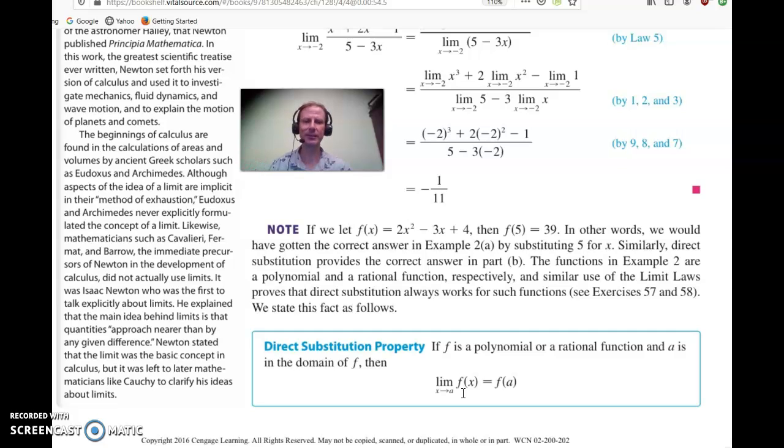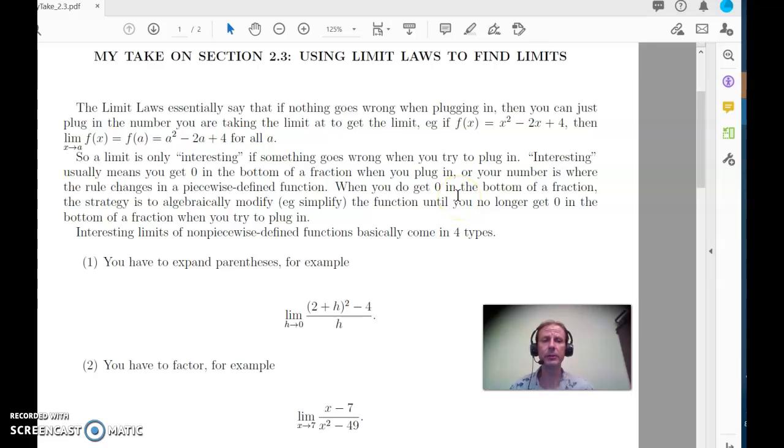Well, the reason limits exist is that it's only interesting limits where you can't just do this. Most limits, in a sense, are rather boring and you just plug in and are therefore pointless. But not all limits are pointless. Some limits are a lot more exciting and are going to take more work to calculate. So a limit is only going to be interesting when something goes wrong.